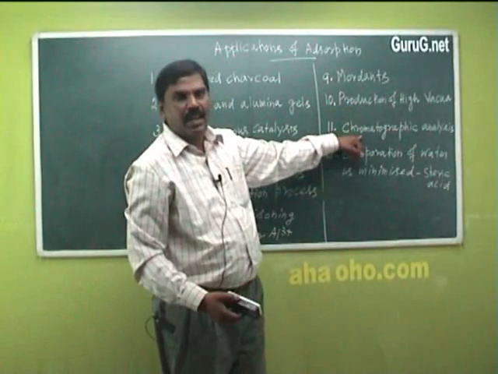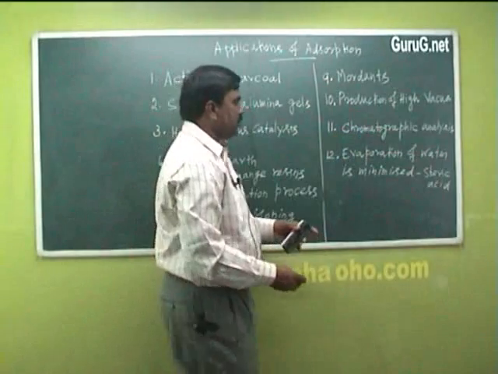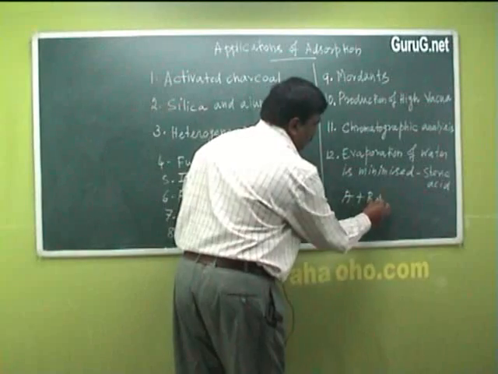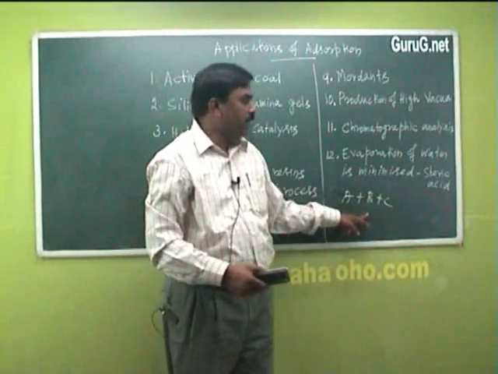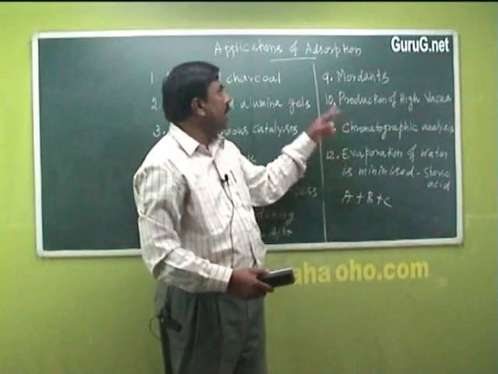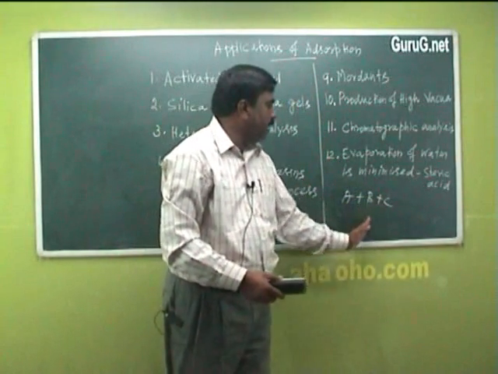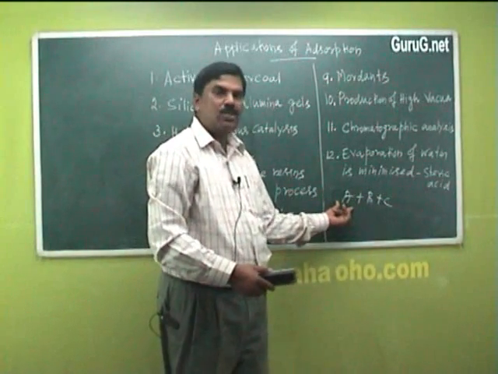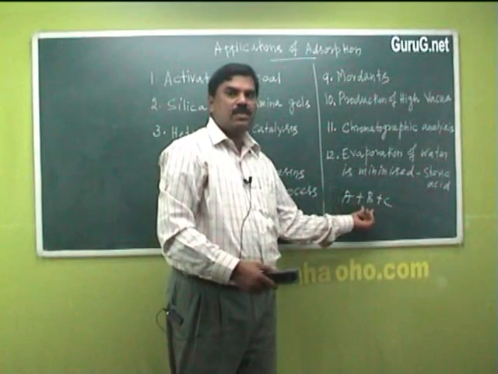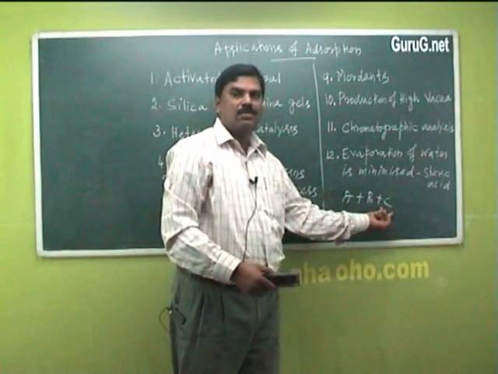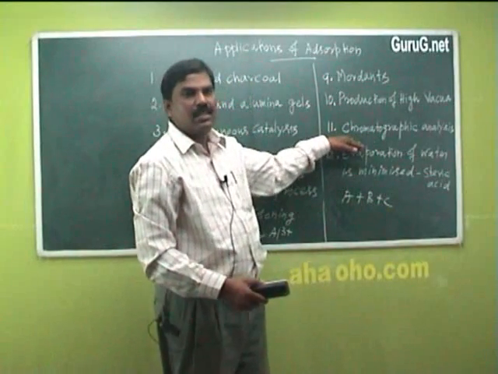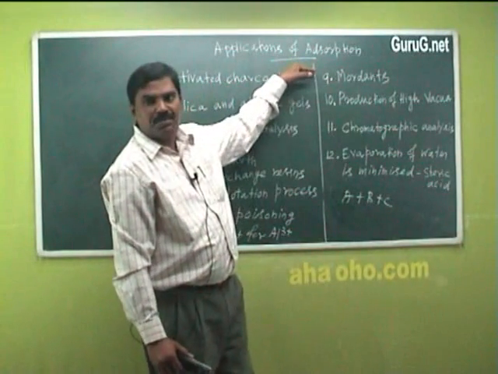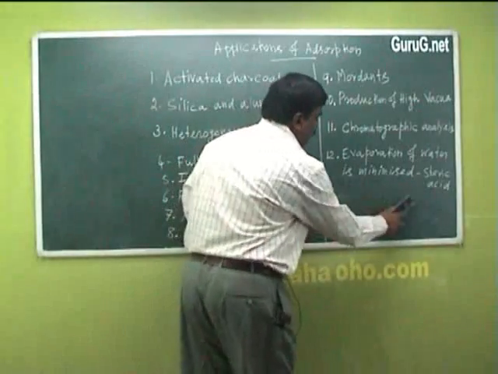Next one is chromatographic analysis. Consider a mixture of compounds in organic chemistry. For example, you can prepare a compound having A plus B plus C. Three compounds: compound A, compound B and compound C. You can separate A and B and C separately using the adsorption technique. That depends on the capacity of adsorption of A towards the adsorbent, of B towards the adsorbent, of C towards the adsorbent. So chromatographic analysis is the separation of a mixture of compounds into individual compounds by using the adsorption method.